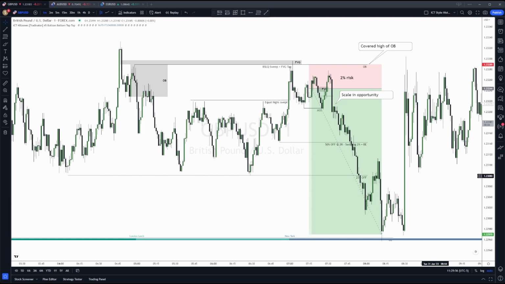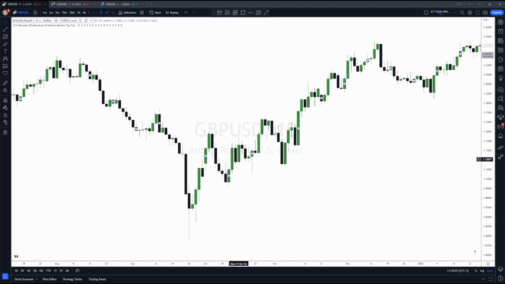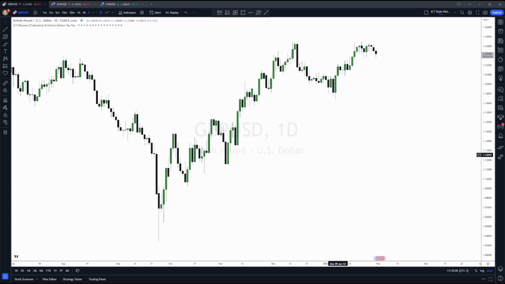So let's actually remove all of these drawings and get started with our analysis from top to bottom. So first off, we start on the daily charts, and as you can see, the candle obviously already played out.